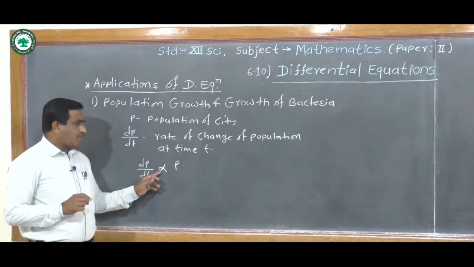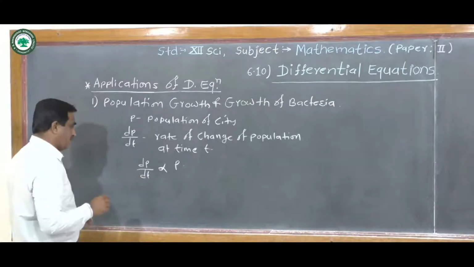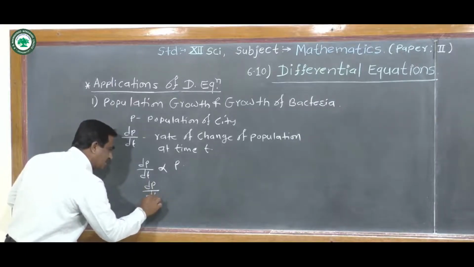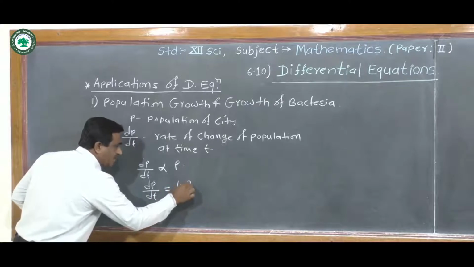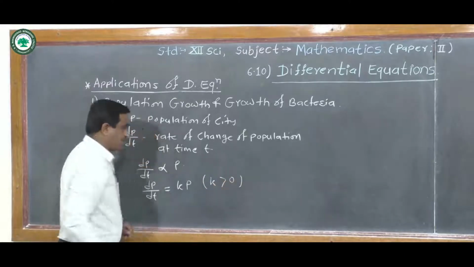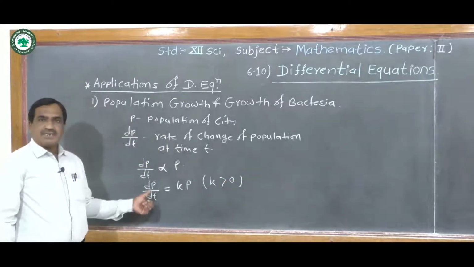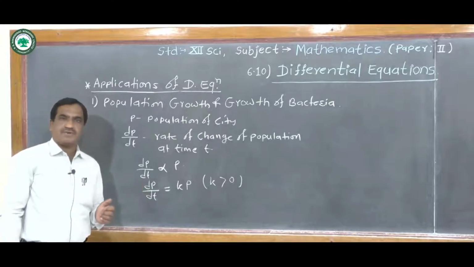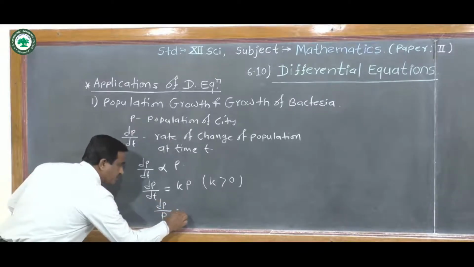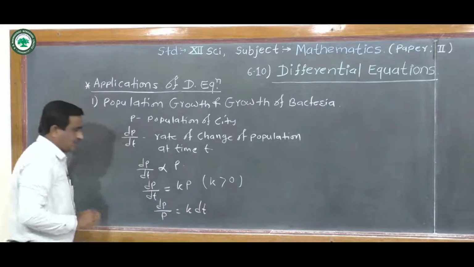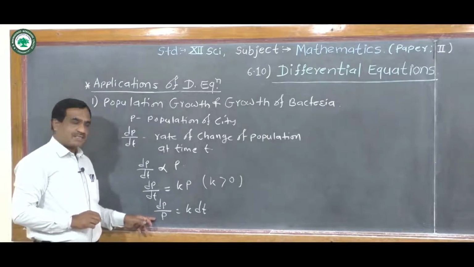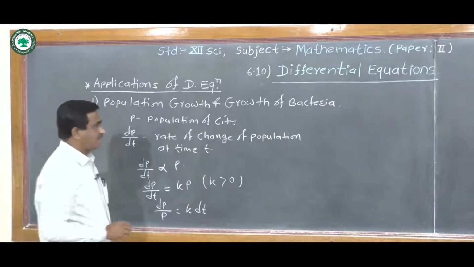Now deleting the proportionality sign, we can take an equal sign: dP by dt is equal to k into P, where k is a constant greater than 0. Now this is the differential equation. We can write it in variable separable form: dP upon P is equal to k into dt, with the terms of P on the LHS and the terms of dt on the RHS.